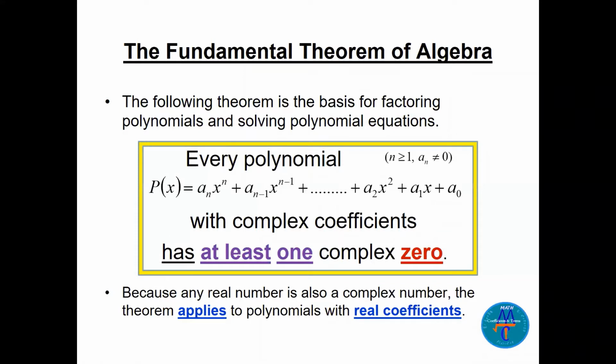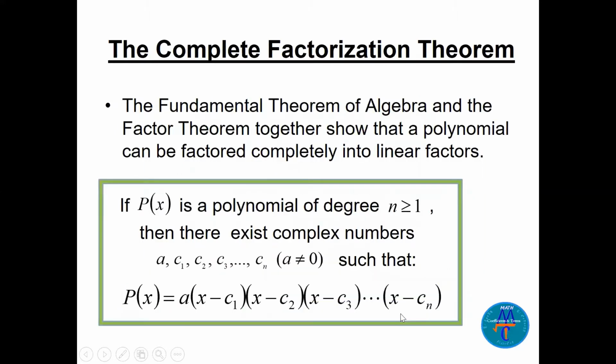The fundamental theorem of algebra says that every polynomial p of x written in this form with complex coefficients has at least one complex zero. So there should be at least one zero. The word zero here means if you replace this number in the function, you will get 0. Also, this theorem applies to polynomials with real coefficients.